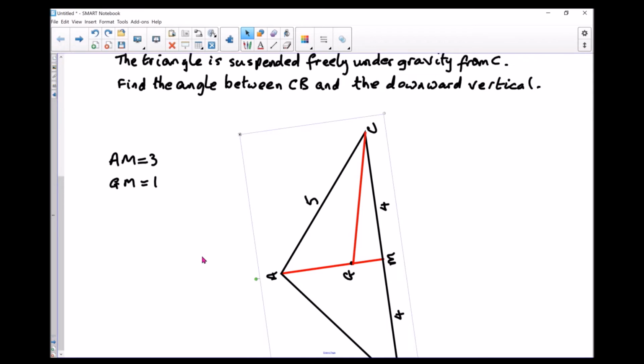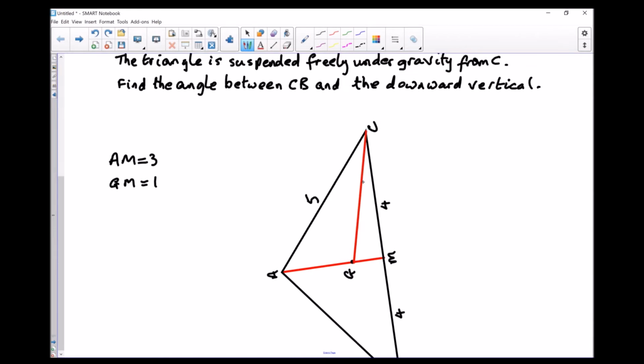I think that's near enough vertical. Then we go back to the pen. And now we're looking for the angle between the vertical and the line CB. We're looking for the angle between the vertical and CB.